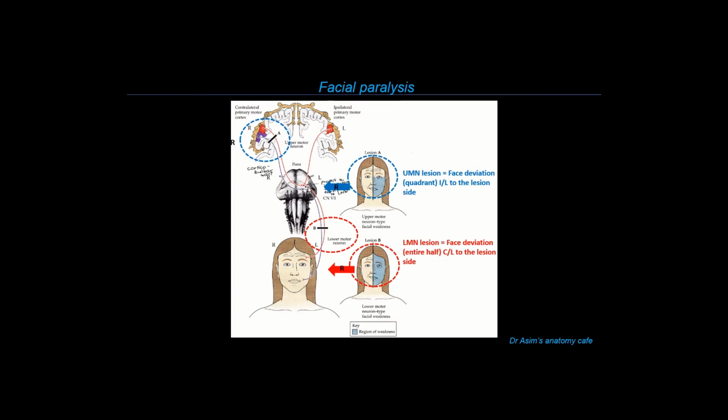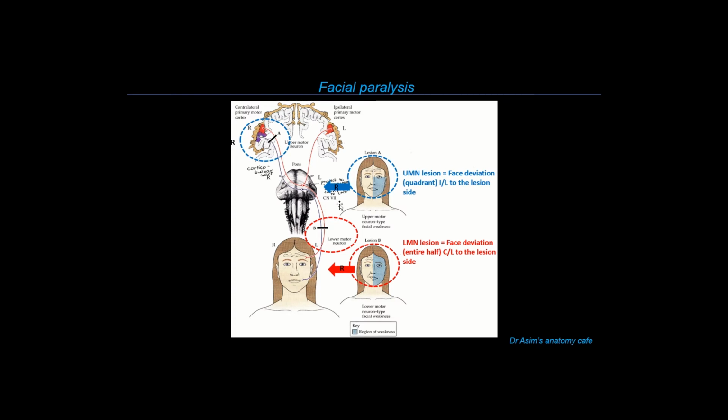Now you can see that this facial motor nucleus receives the upper motor neuron fibers from the cerebral cortex, which are called the corticonuclear or the corticobulbar fibers. However, the important thing which you have to know over here is that the upper half receives corticonuclear fibers from both the right as well as the left side, whereas the lower half receives the upper motor neuron corticonuclear fibers only from the contralateral or the opposite side.